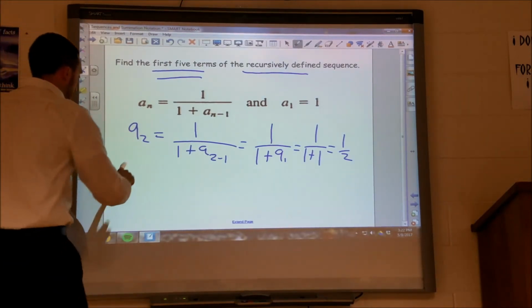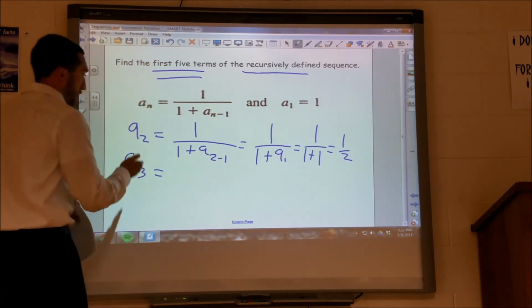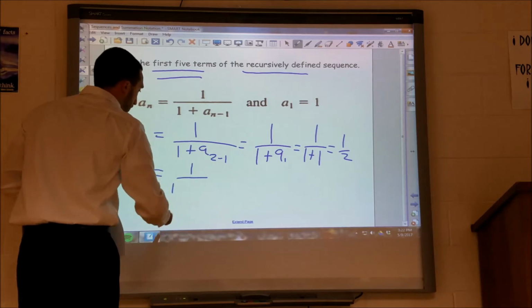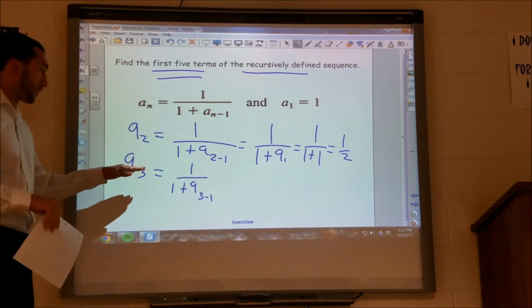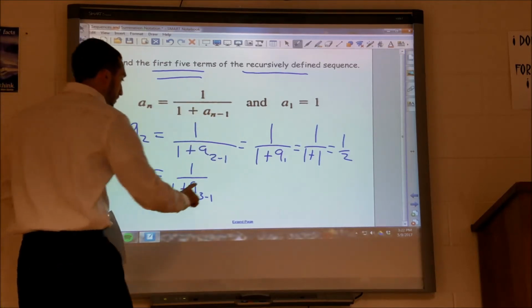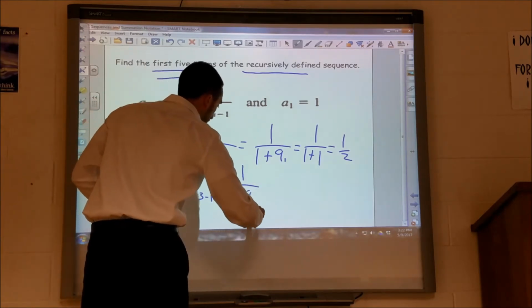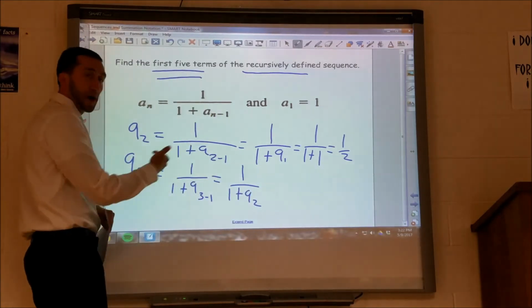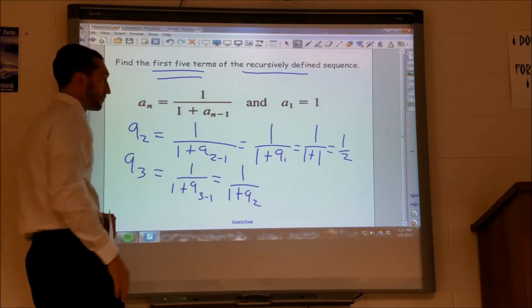Now I'm going to go ahead and do the third term. They want me to go all the way to the first 5 terms. So the third term is going to be 1 over 1 plus a sub 3 minus 1, right? Because now I'm looking for the third term, so I plug a 3 in wherever I see an n. That's going to be equal to 1 over 1 plus a sub 2, right? Because now 3 minus 1, now I'm using the second term in order to find the third term.